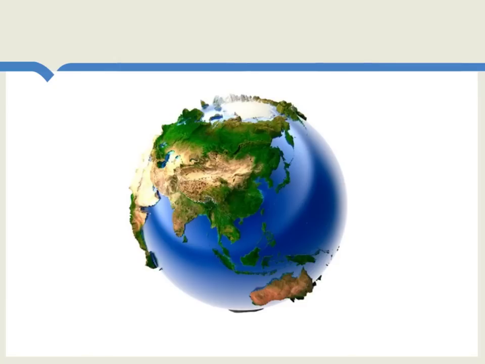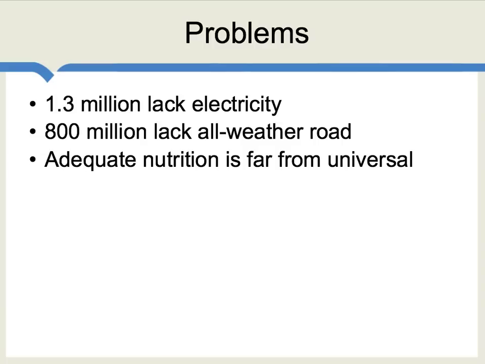environmental economics. One thing that's clear is that there are still a lot of major economic problems in the world. According to estimates, 1.3 million people lack electricity, 800 million people lack an all-weather road, and adequate nutrition is far from universal. So there are many problems which require solutions. Those solutions will involve economic growth, and that economic growth will in some ways bring more pressure on the environment. Still, the human problems are considered truly pressing.